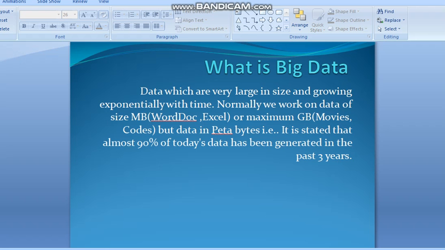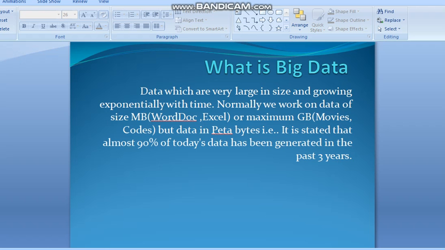Normally you can work on a Word document or Excel in MB, or you can download a movie in GB. But if I say you download 10 terabytes of data on your laptop, is it possible? No, it is not possible. And it is stated that almost 90% of today's data was generated in the past 3 years.